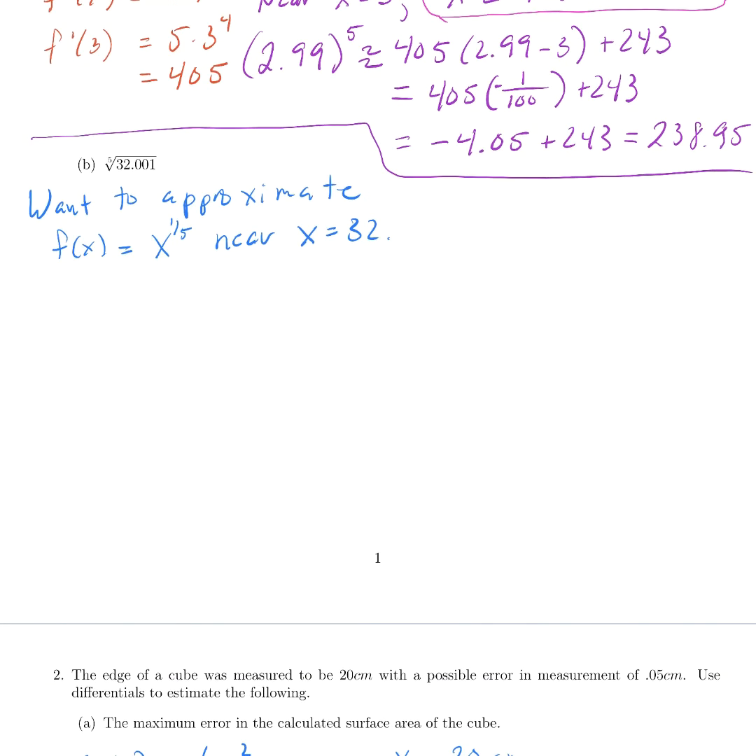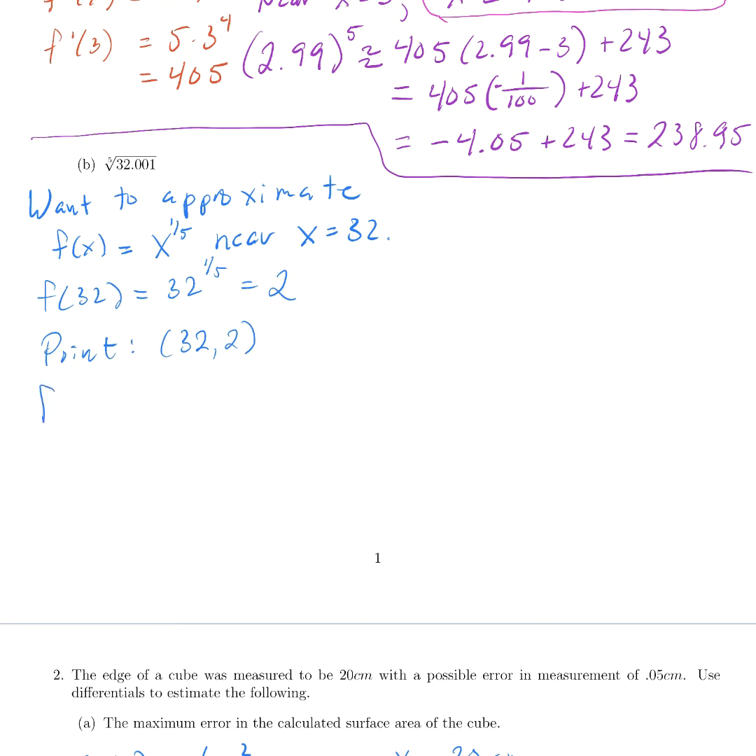Okay, down here we want to do something similar to approximate the fifth root of 32 and 1/1000th. And here we're going to approximate x to the 1/5, because that's the function that we see here, and we're going to approximate that near 32. So let's see, we're going to need f of 32, which is 32 to the 1/5, or the fifth root of 32, which is 2. So we have our point then. The point on our tangent line is 32, 2.